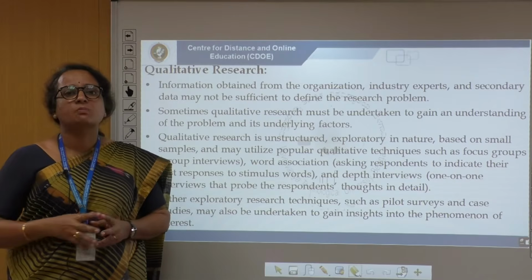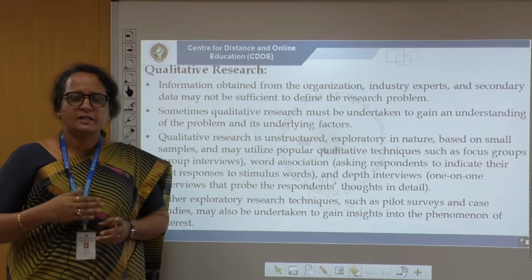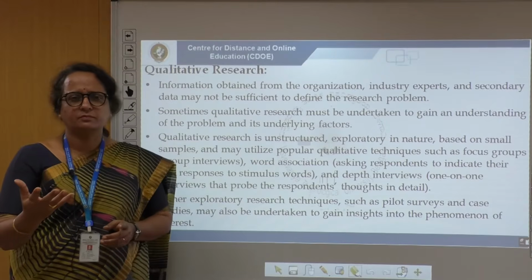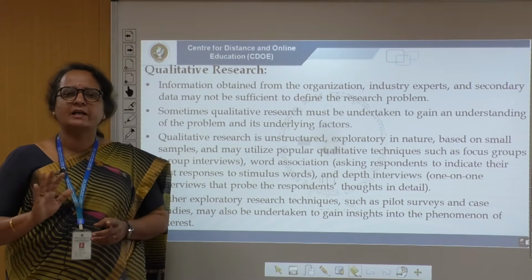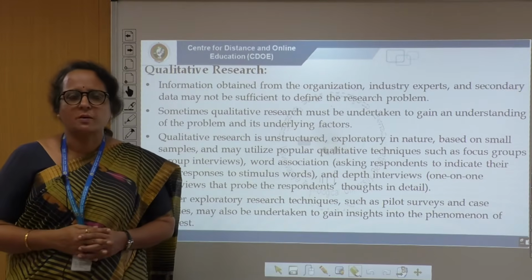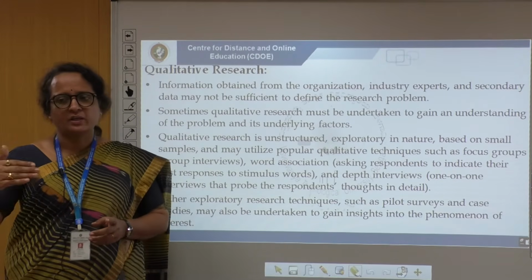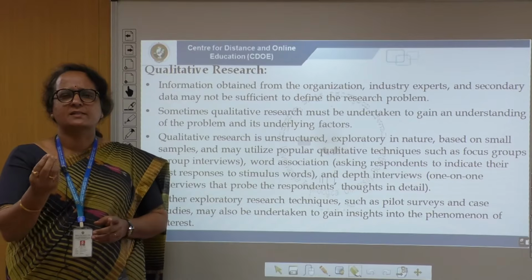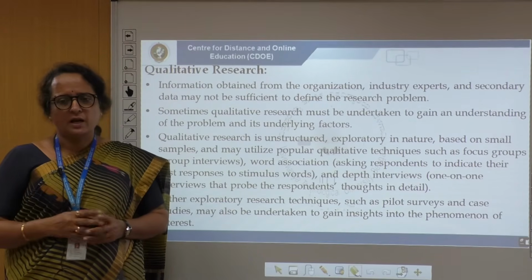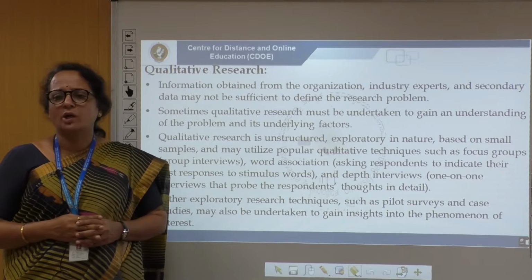It is mostly exploratory in nature. It is basically carried out to explore the nature of the problem. The agenda here is not to test the hypothesis, only to explore the problem situation. Such a study will be carried out, and it is based on small samples. Small samples will be chosen for understanding the nature of the problem, and it may utilize popular qualitative techniques also.